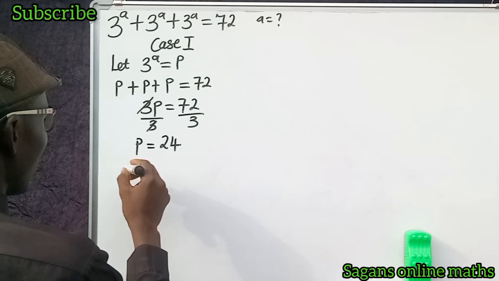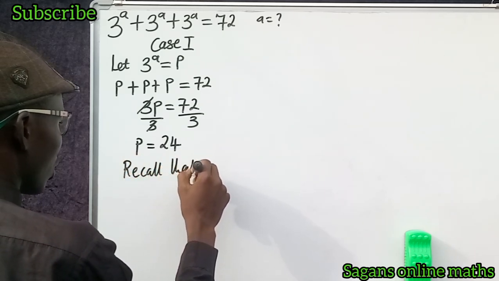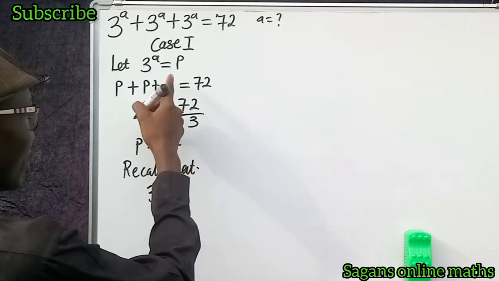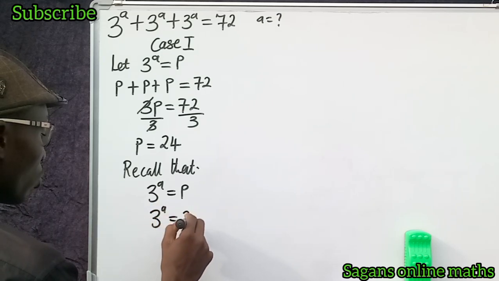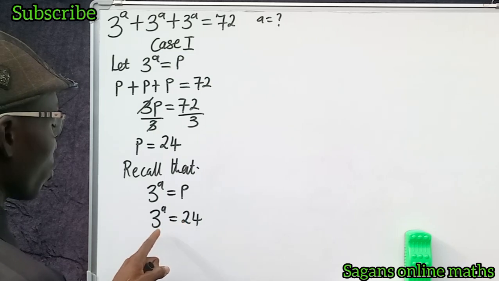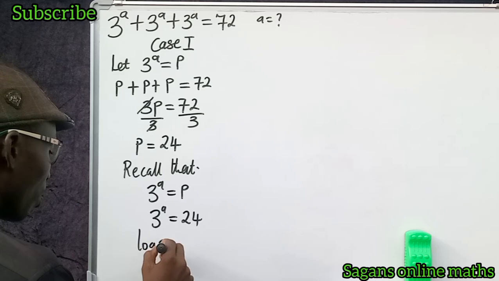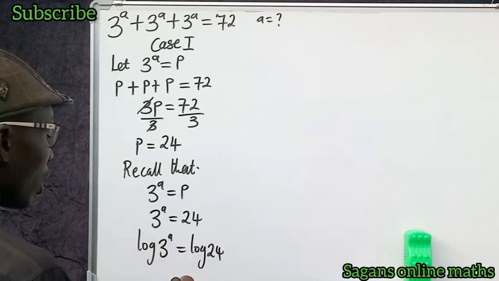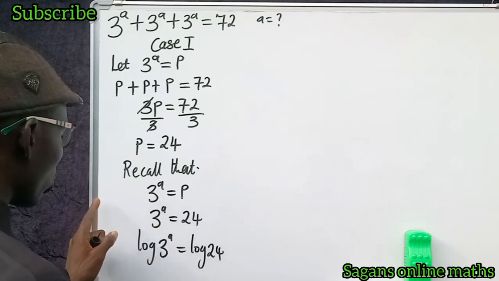Now recall that 3 to the power of a is equal to p, as you can see from here. So this now becomes 3 to the power of a equals 24. At this point, since we cannot express 24 in base 3, we can take the log of both sides. Log 3 to the power of a equals log 24. Now let's obey one of the properties of logarithm: this a can go back to multiply the log.